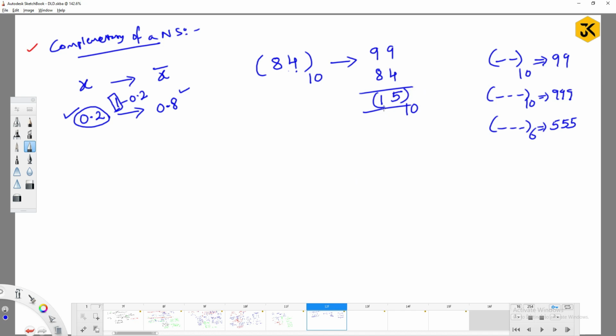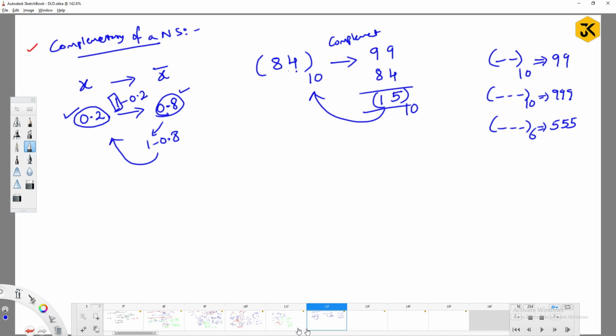If I would like to get the complement of 84, actually what you can do is simply subtract 15 from 99 again, and you will get 84 back. That is like, if you know 0.8, and you subtract it from 1, again you get 0.2. So this is the way you can find its complement.